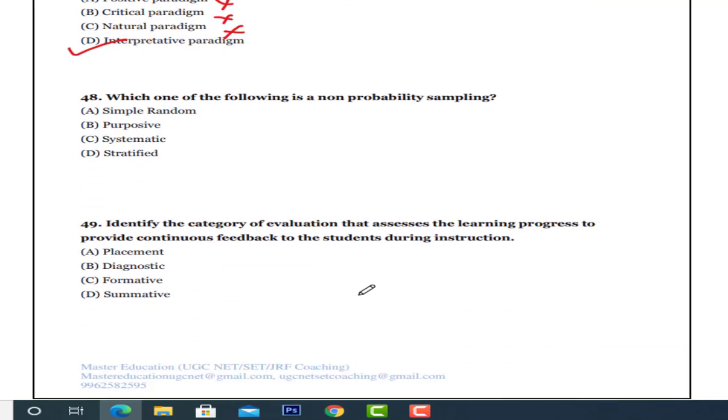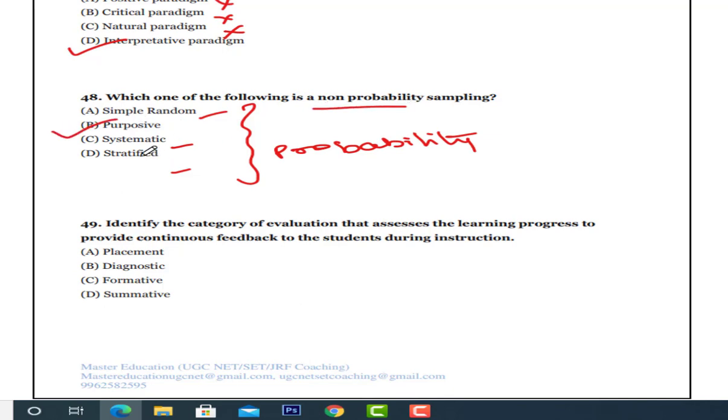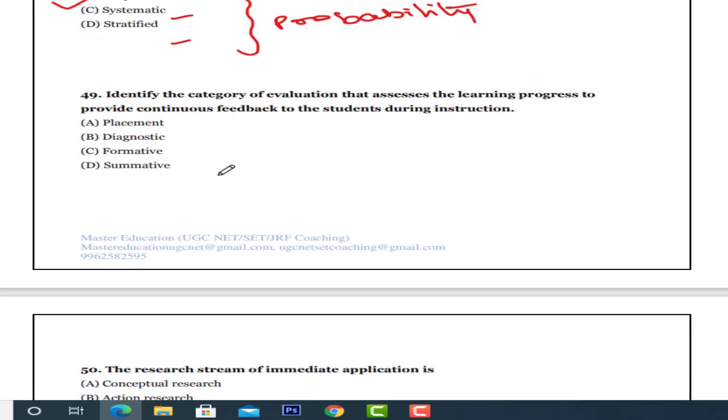The next one. Which one of the following is non-probability sampling? Probability sampling comes under simple, systematic, and stratified. These 3 come under probability. What they are asking is non-probability sampling, and that is purposive. Purposive is a non-probability sampling.